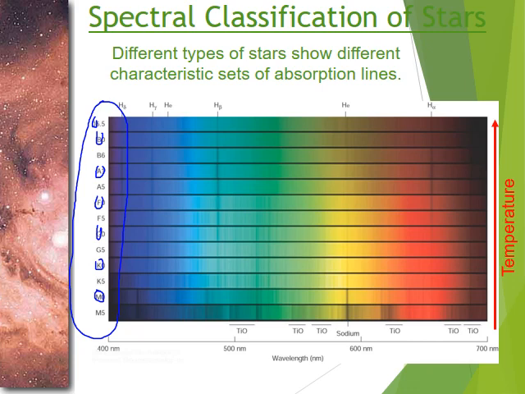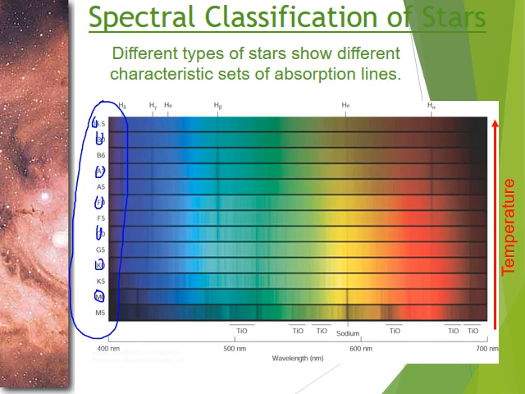So O stars are hot stars, M stars are cool stars, and they're graded in between. Each of these temperature groupings has another breakdown of 1 to 9, I believe. So you can have a G1 star, a G2 star, a G3 star, a G4 star. Those are just finer gradations in the temperatures.